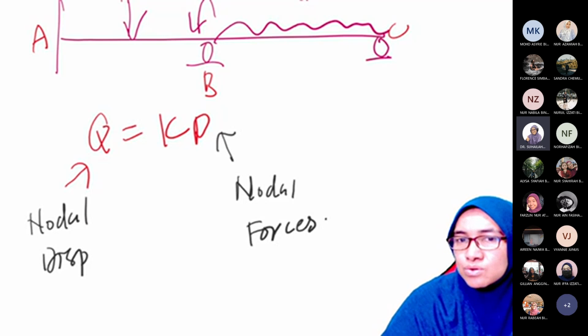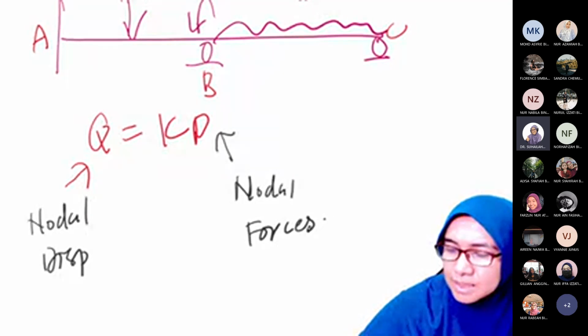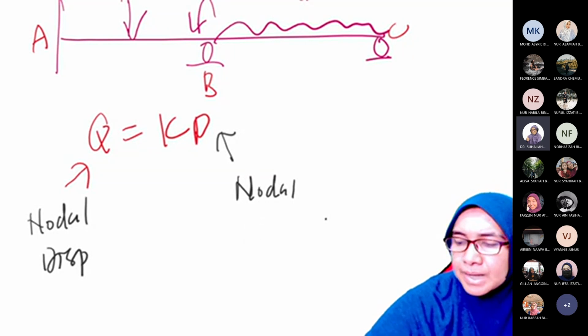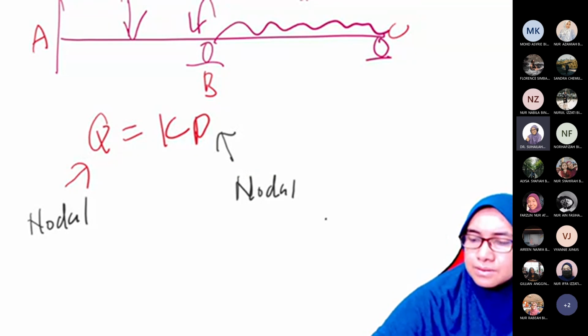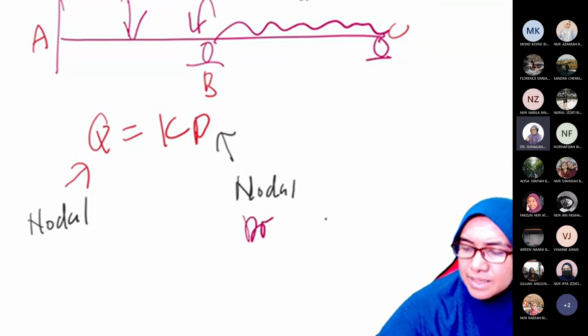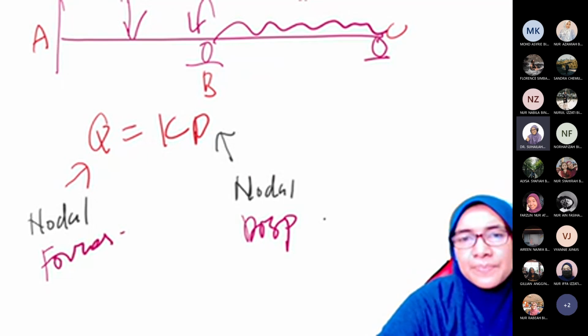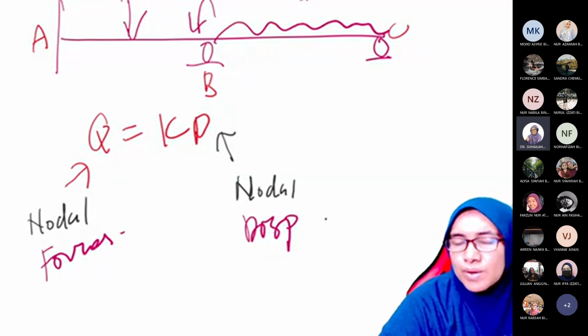Sorry, I wrote it the wrong way round. Okay, displacement and forces: nodal displacement and nodal forces. We read the values at the joints, at the nodes. That's why we use the words nodal force and nodal displacement.